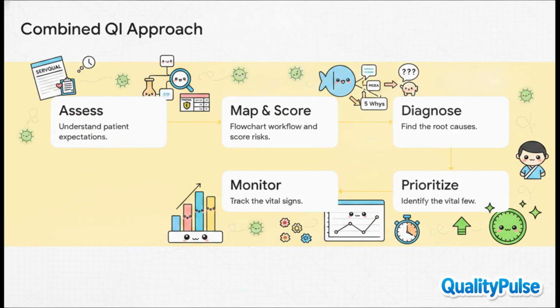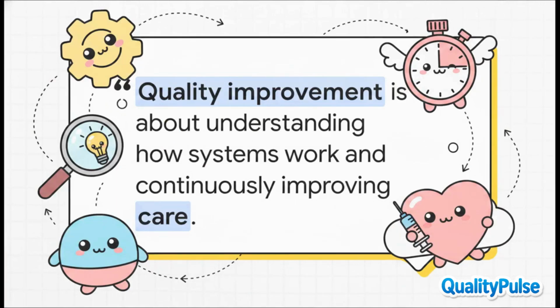Then, they deploy a fishbone diagram and the 5 whys to diagnose the systemic root causes. From there, they use a Pareto chart to identify the major contributors so they know exactly where to focus their energy. Finally, they test a change and monitor the improvement using a control chart. It is a seamless, scientific journey from identifying a symptom to achieving a sustained cure. Quality improvement is not about finding who failed. It is about understanding how systems work, identifying opportunities, testing solutions, and continuously improving care.